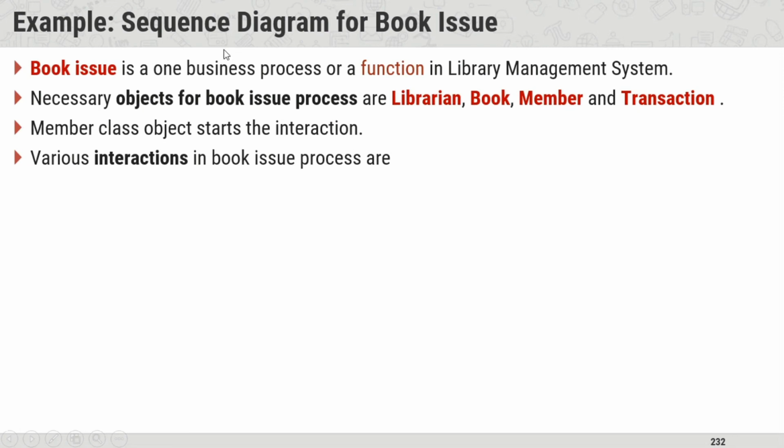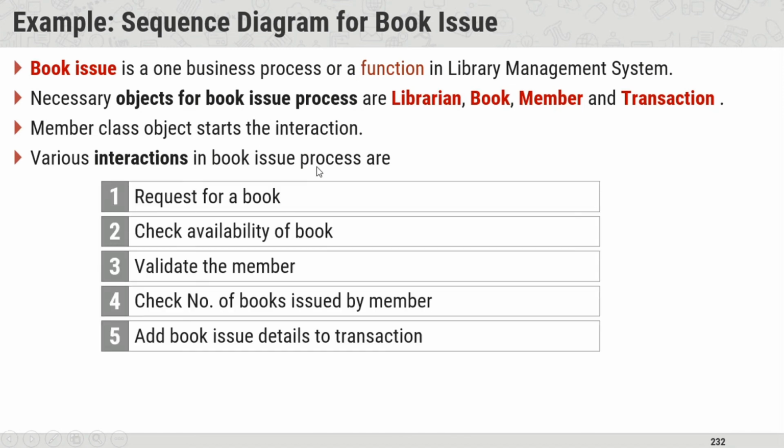So for example, a sequence diagram for book issue. This is one business process or functionality in a library management system. The necessary objects needed for book issue will be library, book, member and transactions, and the member object starts the interaction.